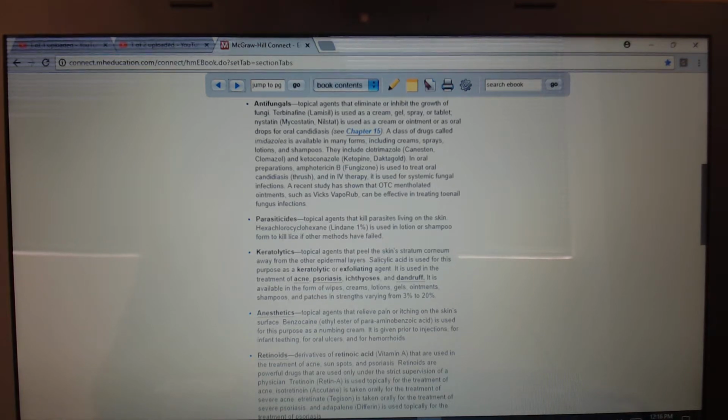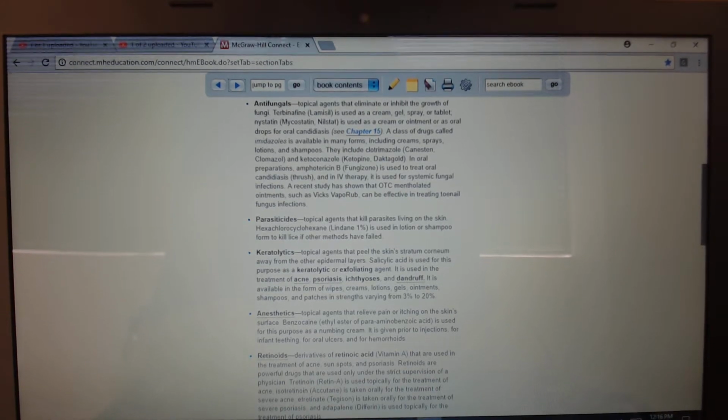Keratolytics are topical agents that peel the skin's stratum corneum away from other epidermal layers. Salicylic acid is used for this purpose as a keratolytic or exfoliating agent. It's used in the treatment of acne, psoriasis, ichthyosis, and dandruff. It's available in the form of wipes, creams, lotions, gels, ointments, shampoos, and patches in strengths varying from 3 to 20%.